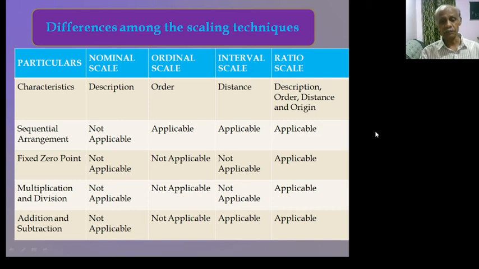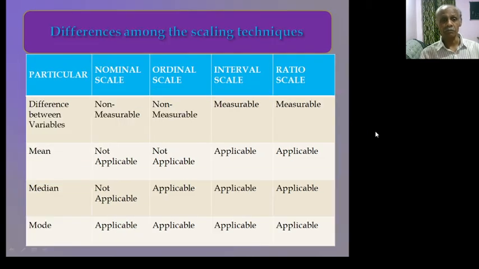Next, addition and subtraction. In the nominal scale, it is not applicable. In the ordinal scale, not applicable. But in the interval scale and ratio scale, it is applicable. Now the next one is difference between variables. In the nominal scale, you cannot measure the difference between variables. In the ordinal scale also, you cannot. In the interval scale you can measure it, and in the ratio scale also you can measure it.